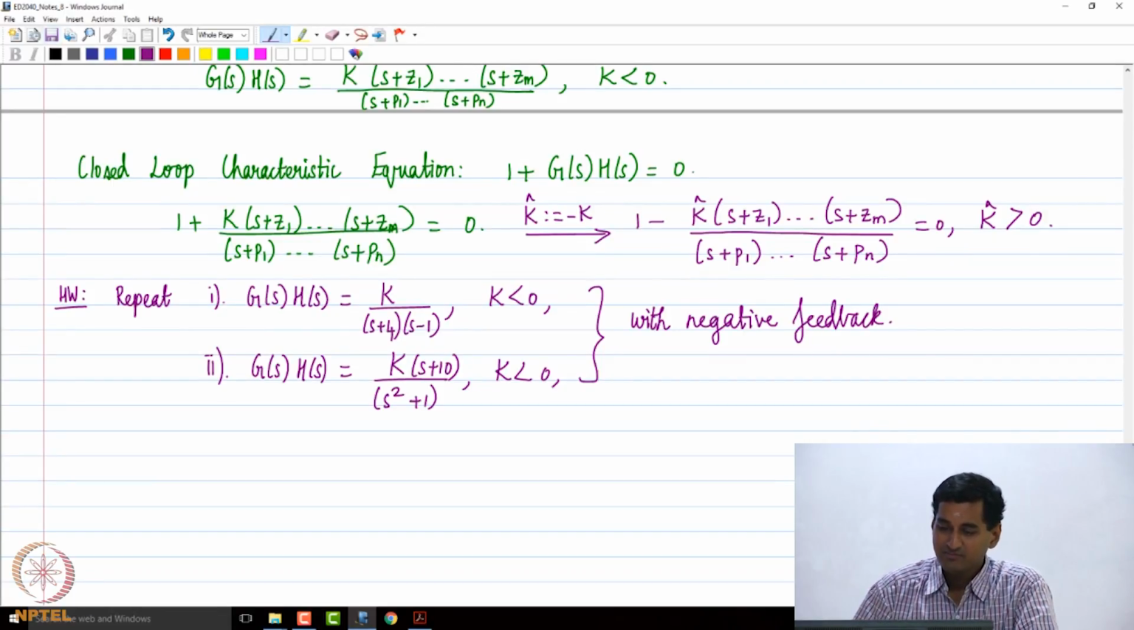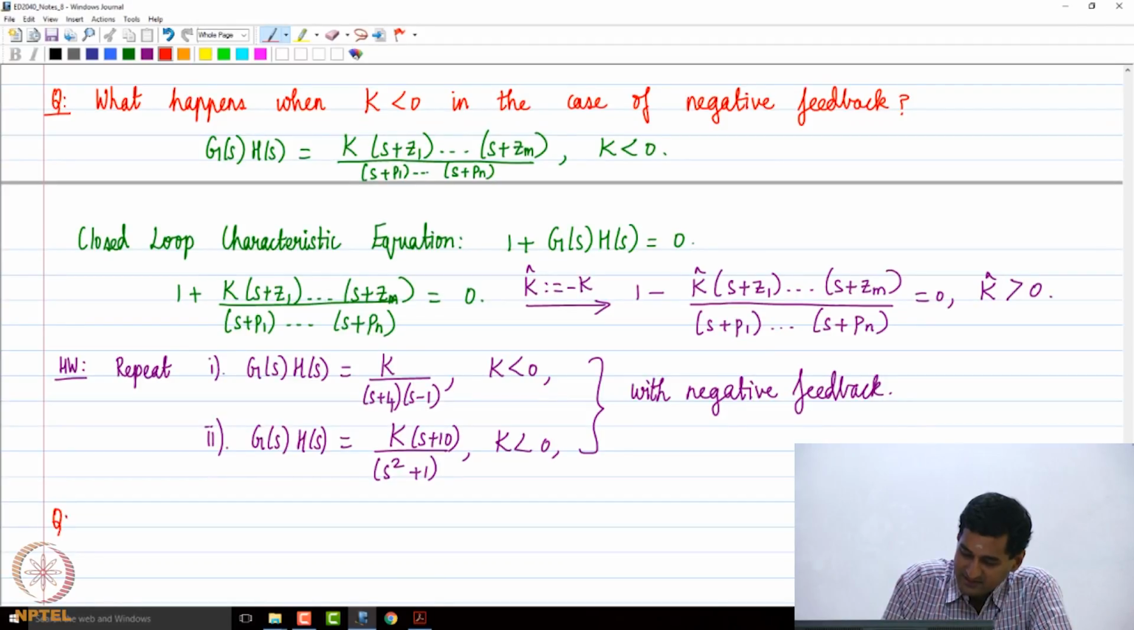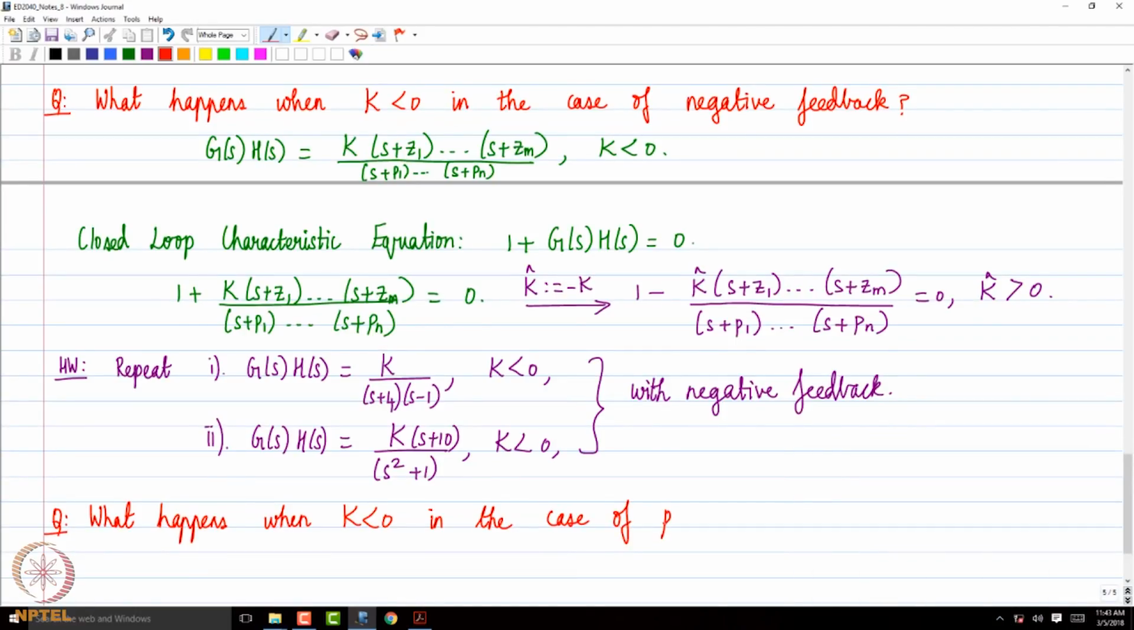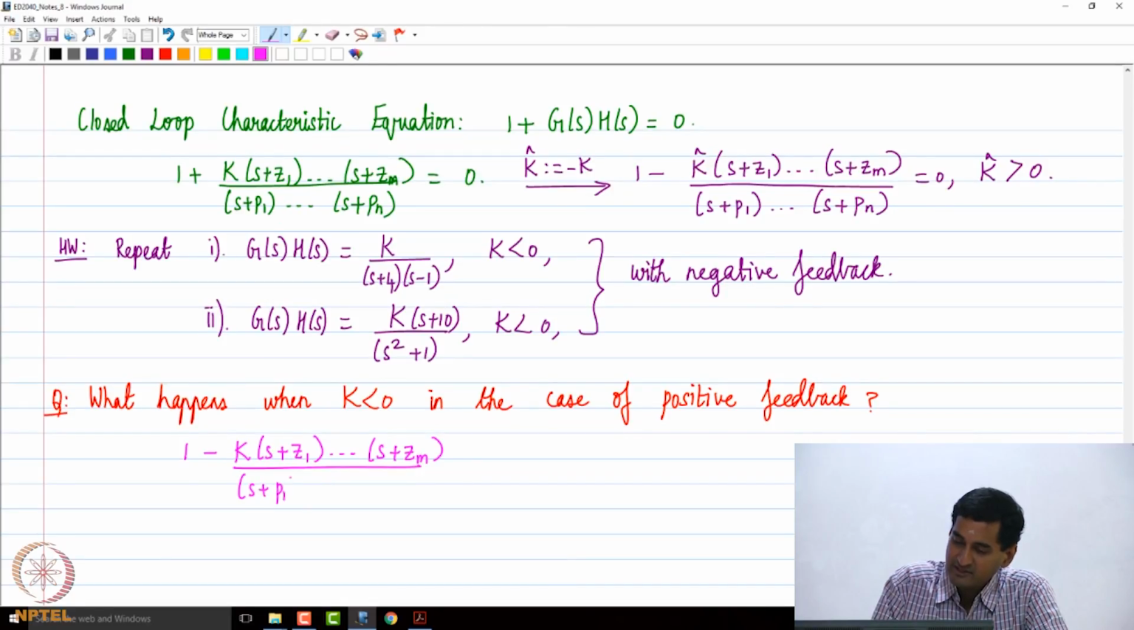Now let me ask you the follow-up question, where I think the answer would become obvious to you by now, right? The follow-up question that I am going to ask is: what happens when K is less than 0 in the case of positive feedback? The answer is pretty obvious, right? If you have positive feedback, what do you think will happen to the closed loop characteristic equation? It will become 1 minus K (s plus z1) all the way till (s plus zm) divided by (s plus p1) all the way till (s plus pn) is equal to 0.